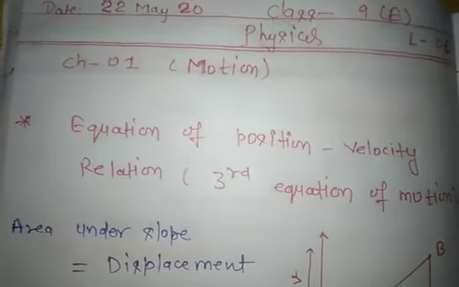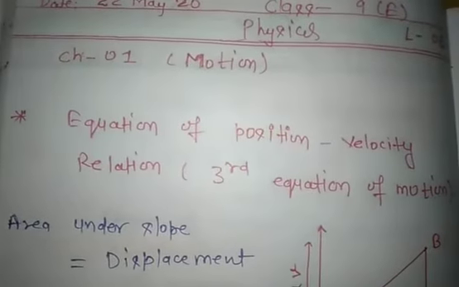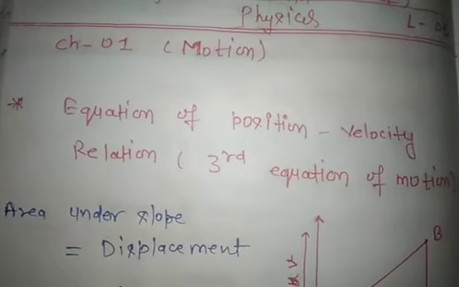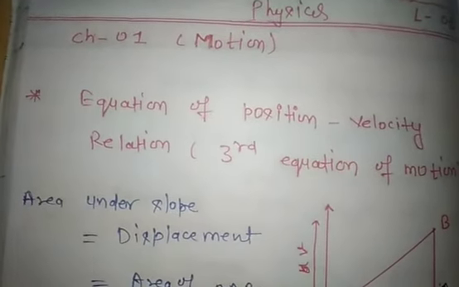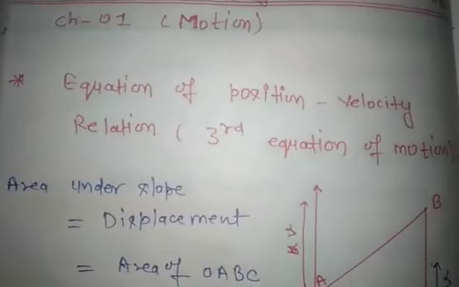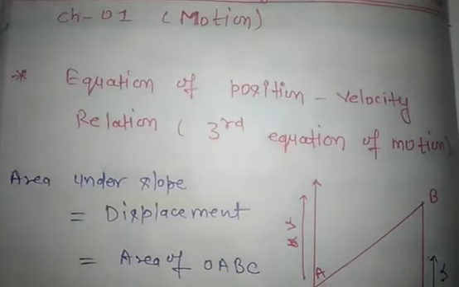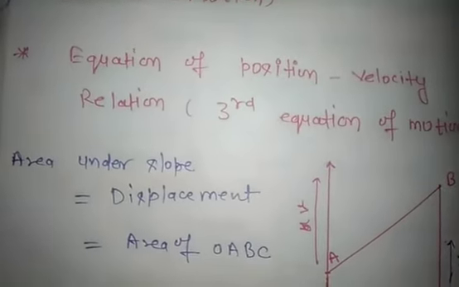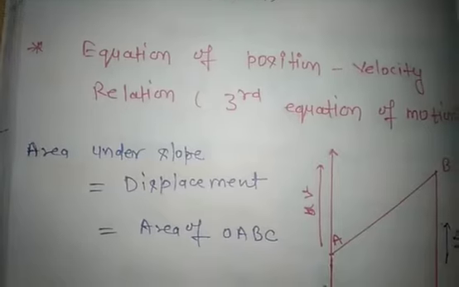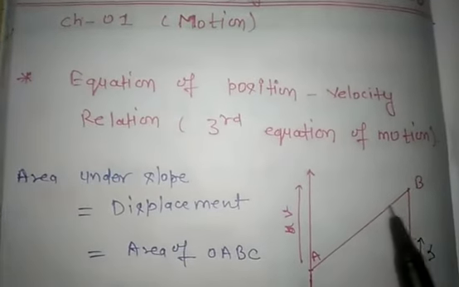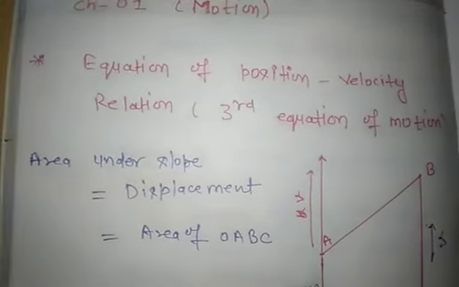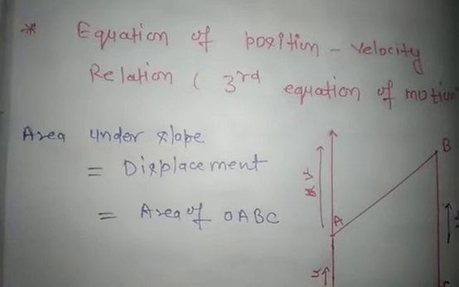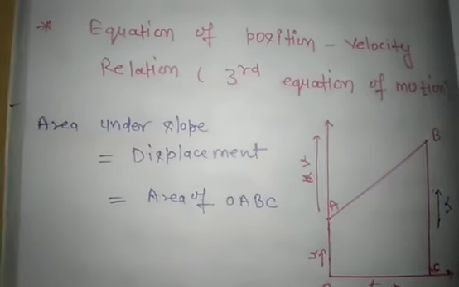Now starts today's lecture. In this lecture, we shall study the position-velocity relation, that means the proof of the third equation of motion. In previous classes we have studied the proof of the second equation of motion. The proof of the third equation of motion is just similar to the second, but uses a different formula for this.